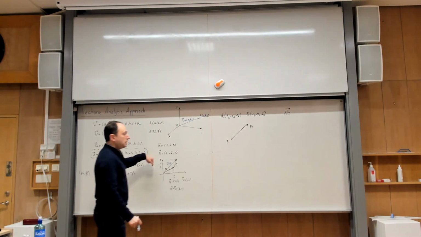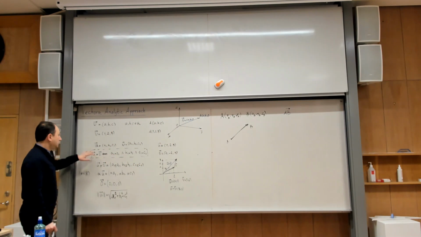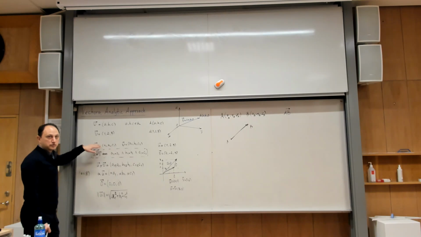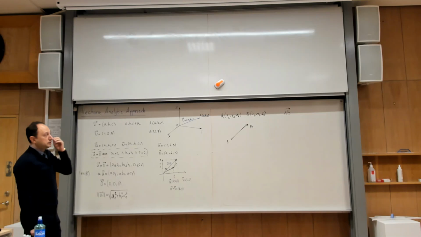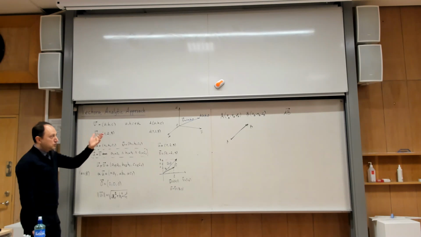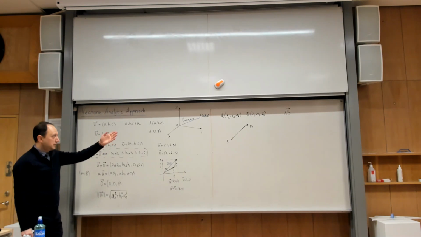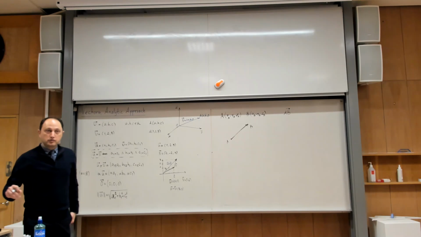But in this new language, every vector corresponds to a triple of numbers. Yes, my question is that if I give you the coordinates of the points and I ask you what are the components of the vector AB, what am I supposed to do?